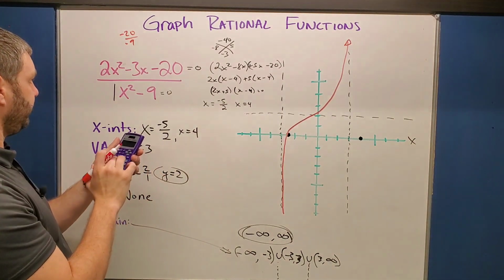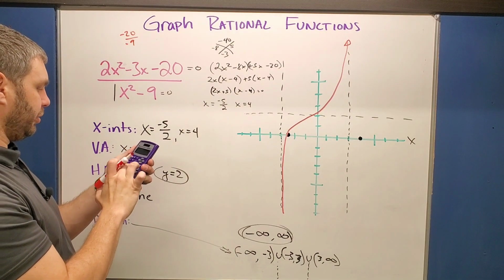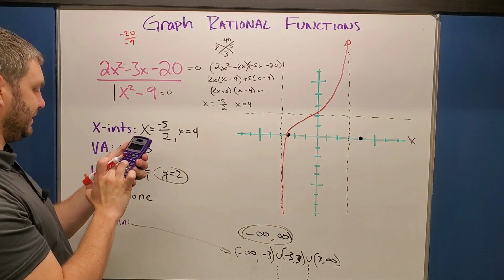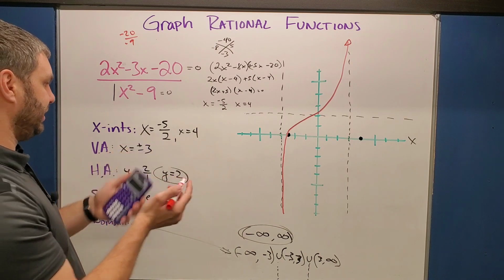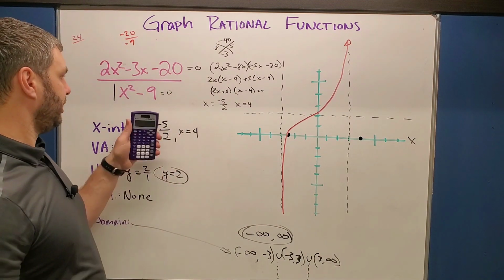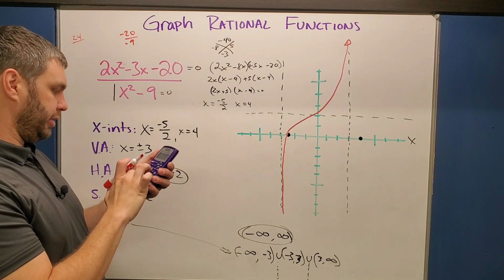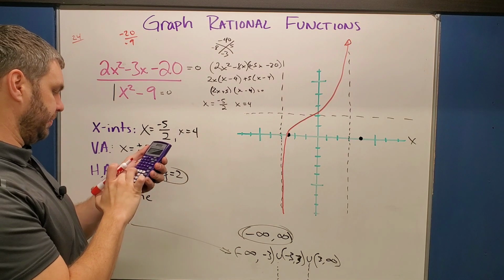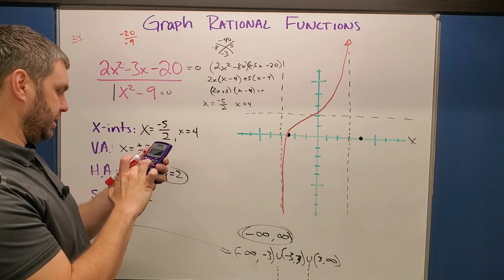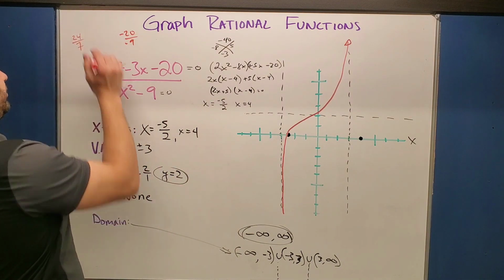All right, 2 times negative 4 squared minus 3 times negative 4 minus 20. All right, so on the top there, I would get 24. Again, a little side note here. Positive 24 on the bottom. Negative 4 squared should be 16 minus 9. Probably could do that in our head, but throw it in here and get 7, okay? So we get 24 over 7.